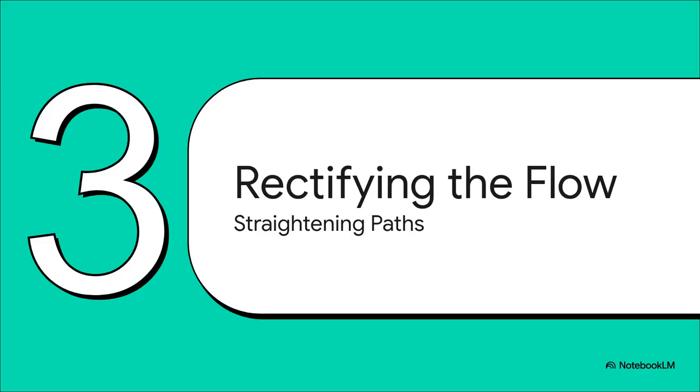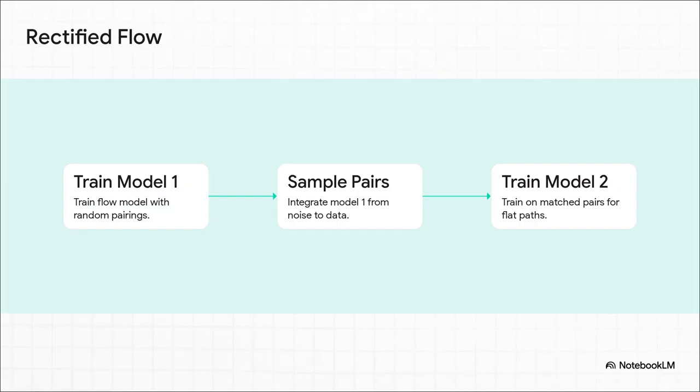But there's the catch, leading us to Section 3, rectifying the flow, where we straighten those paths out. Because here's the thing, our straight lines aren't always perfectly straight on the first try. Theory and practice sometimes need a bridge to connect them, right? This brilliantly illustrates Liu's reflow procedure, also known as rectified flow.